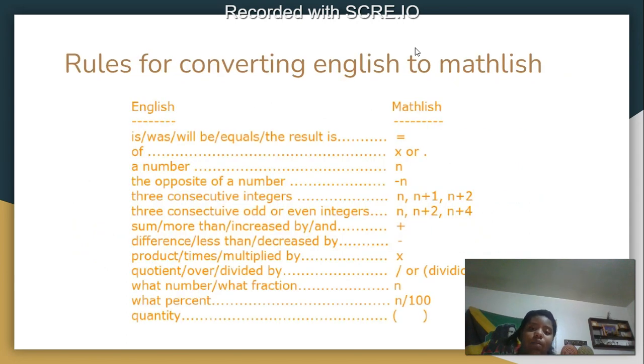This is a chart of the rules for converting English to Mathlish. Feel free to pause here and take a screenshot so that you can use it later on.